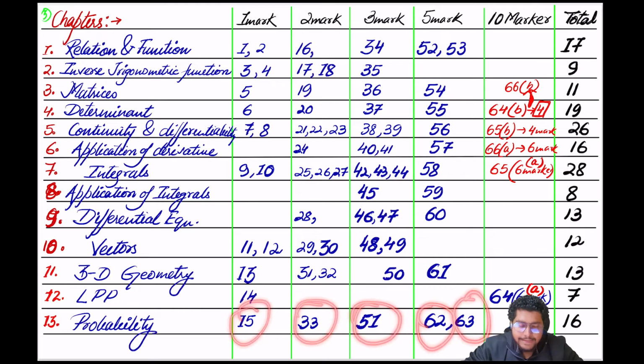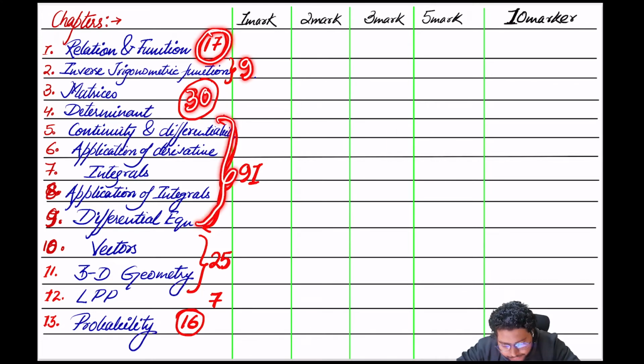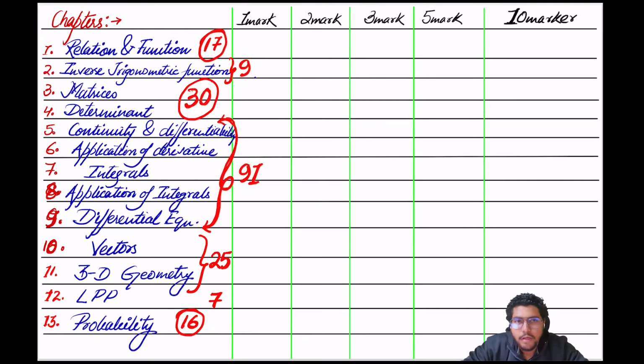Okay, so again 16. Now, if you see the basic average analysis: relations and functions 17 marks, inverse trigonometric functions 9, matrices and determinants 30, and this whole of calculus is 91 marks. So if you are very strong in calculus, you can just do this part and club it with ITF, calculus plus ITF.